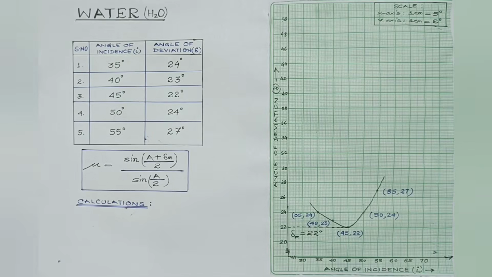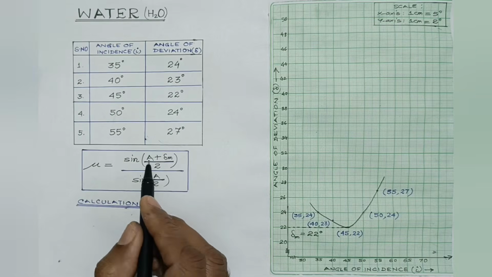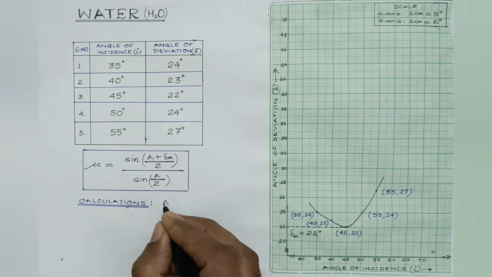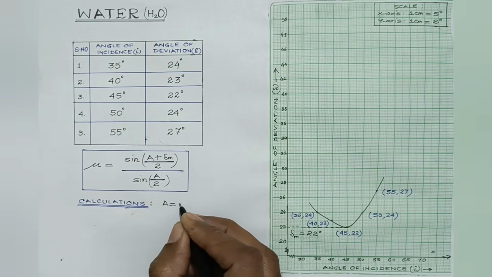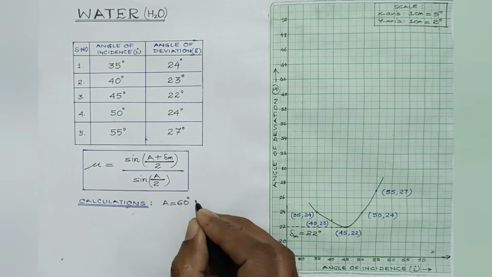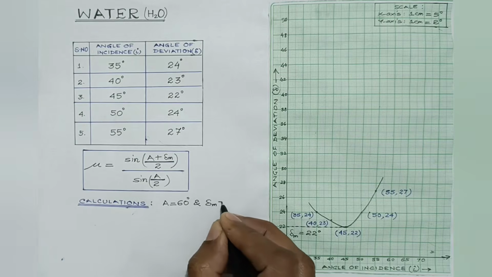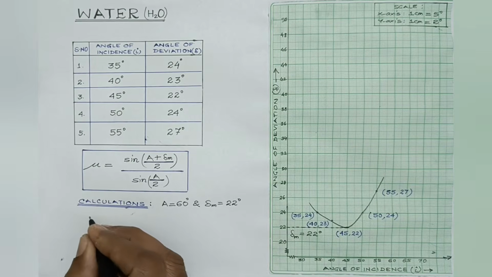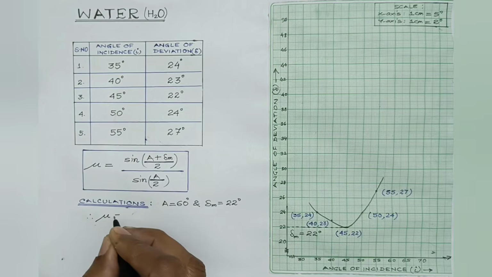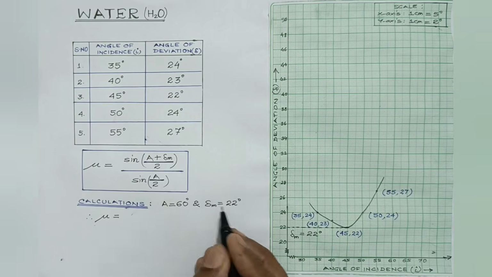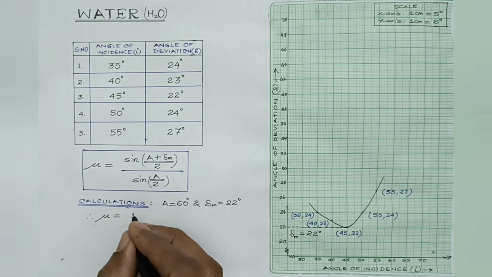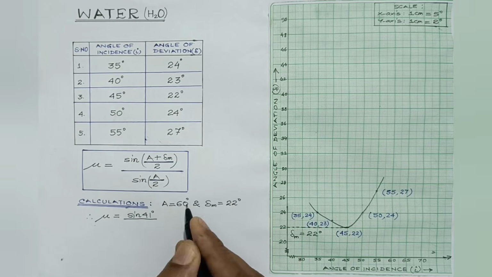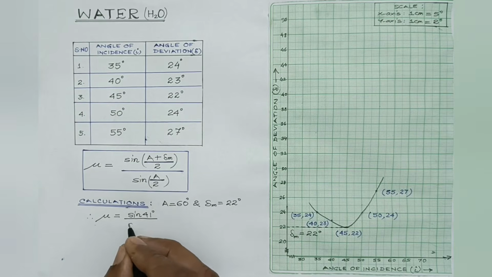So substituting this value of delta m over here and knowing the value of A, which is 60 degree, we can easily determine the refractive index of water. So as we are using an equilateral hollow prism, right? So angle of prism is 60 degree and minimum deviation angle in case of water is experimentally determined to be 22 degree. Therefore, refractive index would be equal to sin (A plus delta m)/2. So 60 plus 22, that is 82 divided by 2. So it will be sin 41 degree divided by sin A/2, A is 60 degree, 60 by 2 is 30. So divided by sin 30 degree.